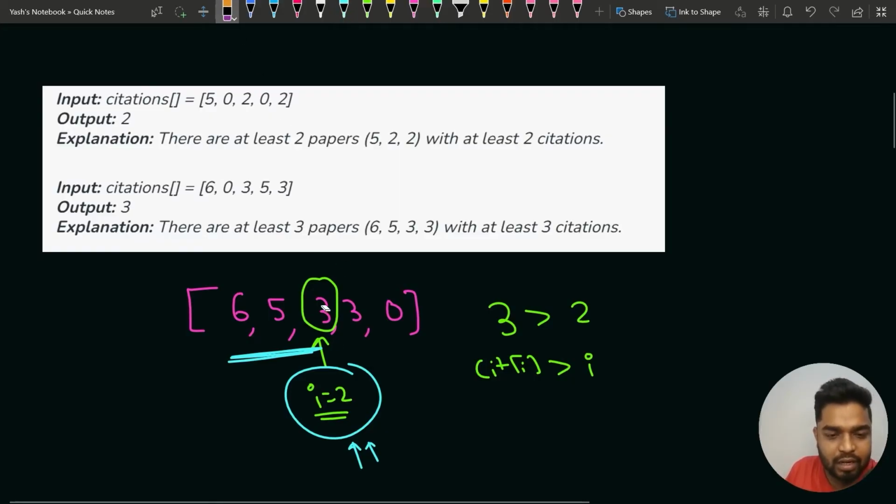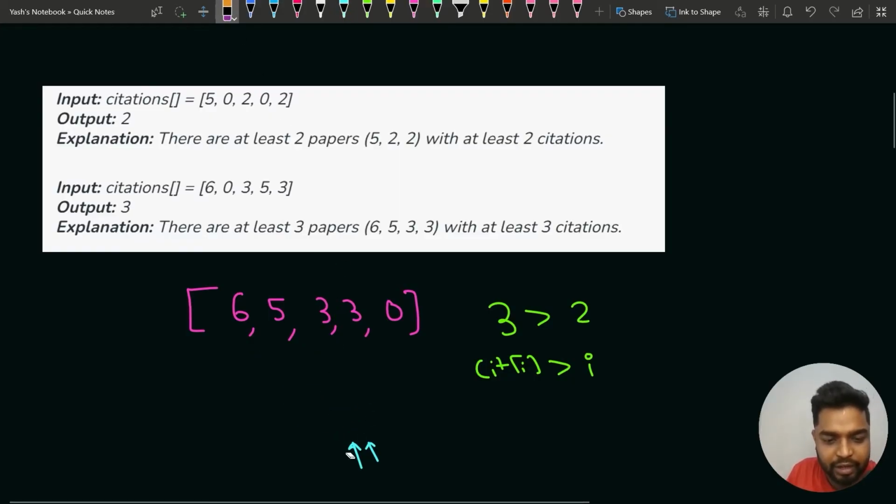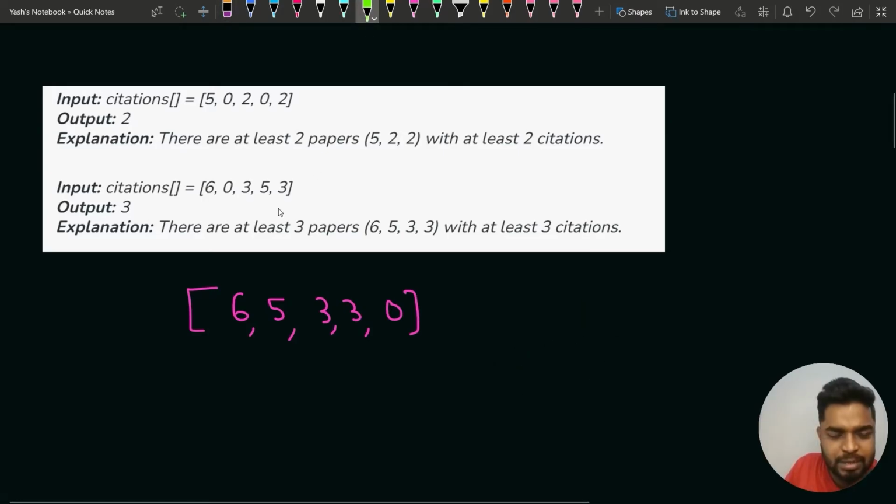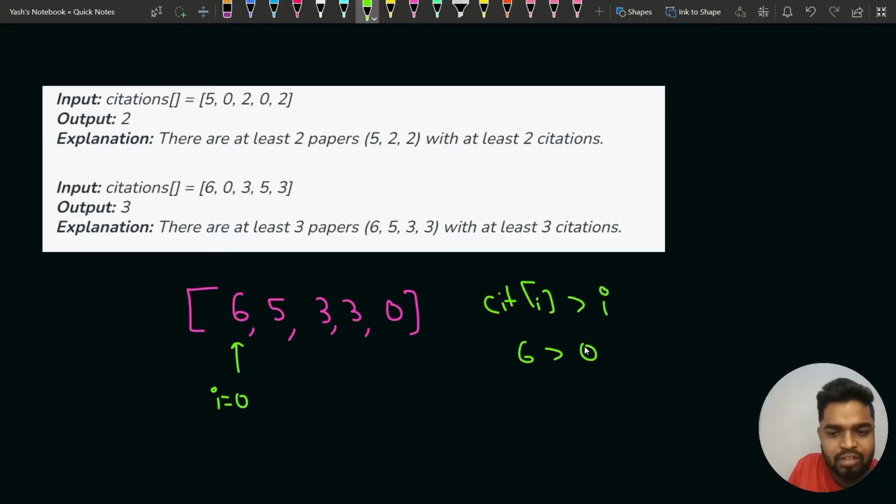Okay, so let's understand this by doing a proper dry run here. Initially my index will be standing at 0. Now I'll check, is the value at this particular index greater than I itself? So if you see, 6 is greater than 0. What does this mean? This means that the number of times this paper has been cited is greater than the index, so there is one paper which has been cited at least one time. Okay, so we can move forward, because we have to try and find the highest value of H here.